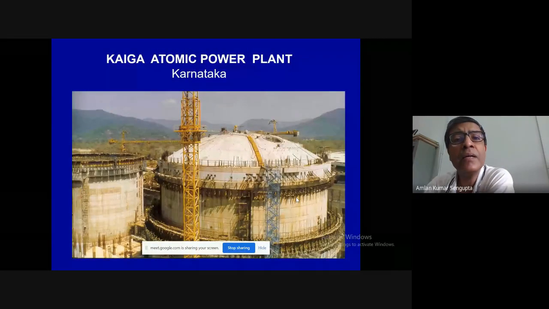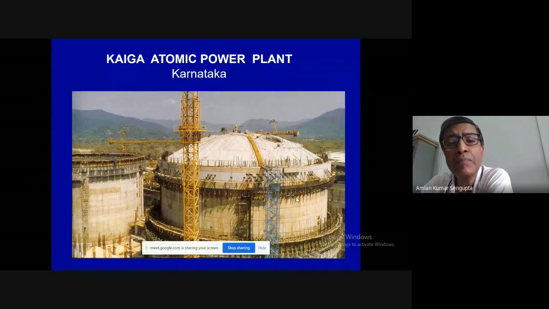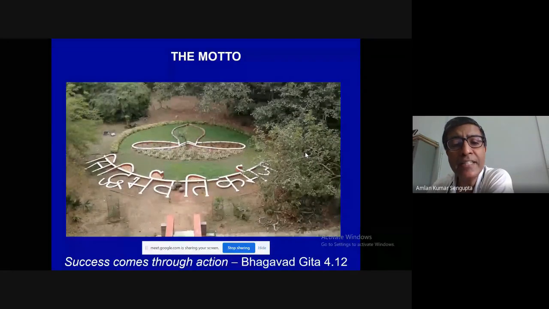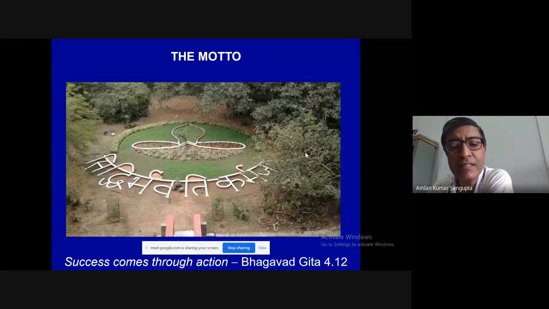This is a nuclear power plant where this structure is called the containment structure, and this is made up of concrete. To end this presentation, I am referring to our institute logo, Siddhir Bhavati Karmaja, which means success comes through action.